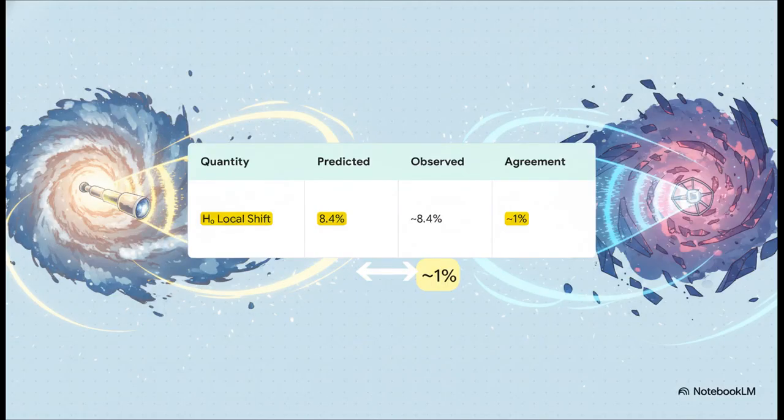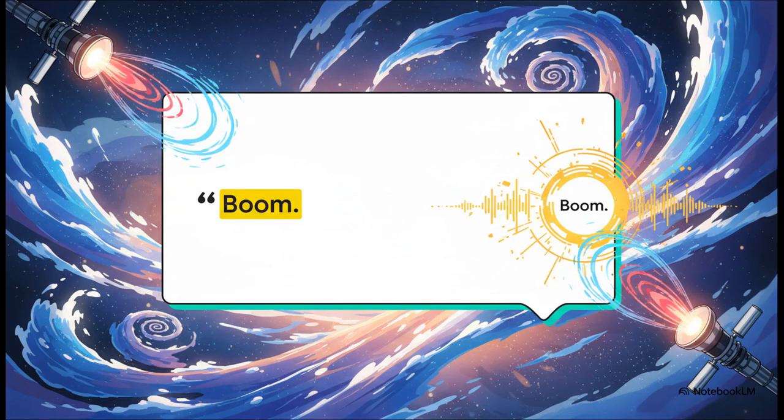The Hubble tension. This is a super weird problem where astronomers use two different methods to measure how fast the universe is expanding, and they keep getting two different answers. It's a huge headache. The theory predicts that any measurement taken from inside a galaxy, like ours, will be shifted by exactly 8.4%. And guess what? That shift perfectly explains the disagreement. So the Hubble tension isn't a tension at all. It's just a local phase shift in the cosmic wave because of where we are.